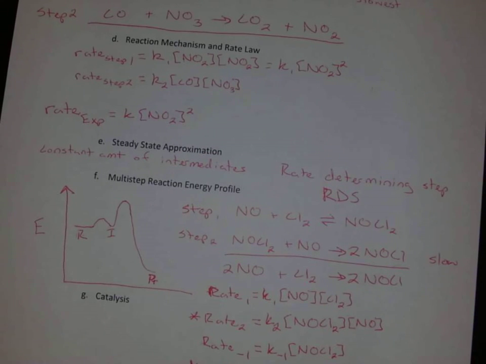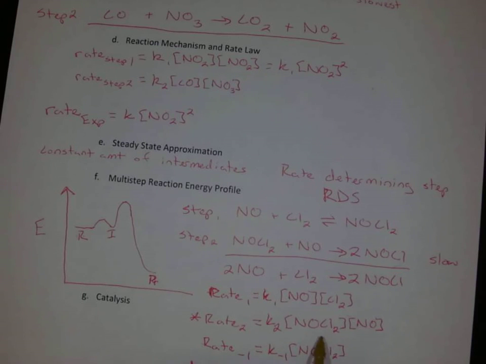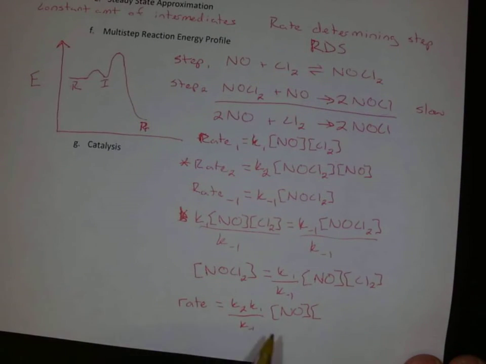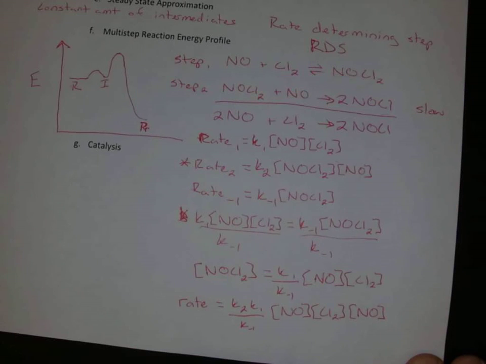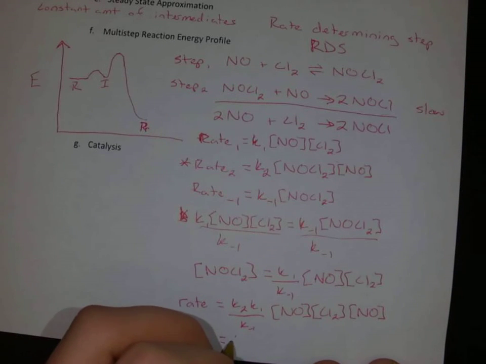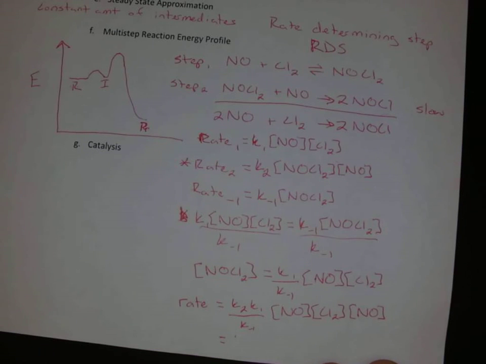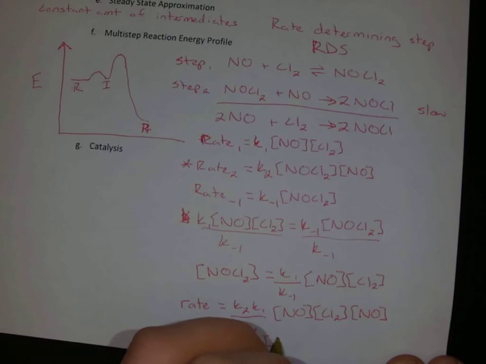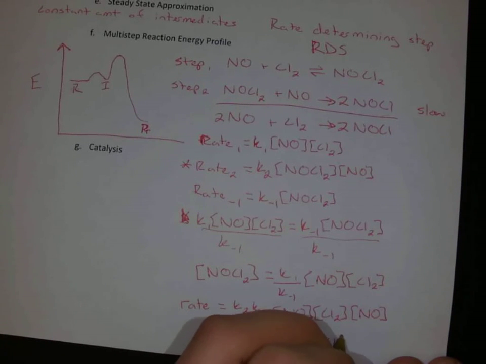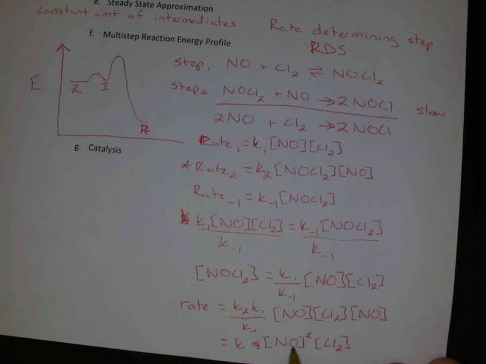So the rate of my slow step that I want to compare to my overall experimental rate is going to be equal to k2 times, oh, I have NOCl2 there. Well, this is k1 over k minus 1 times NO concentration times Cl2 concentration times my NO concentration. Well, this would be NO squared. So now I can evaluate this and say, is my overall rate that I measured in the lab, with some k value, equal to this, times NO squared times Cl2?